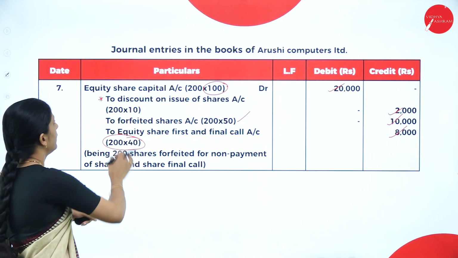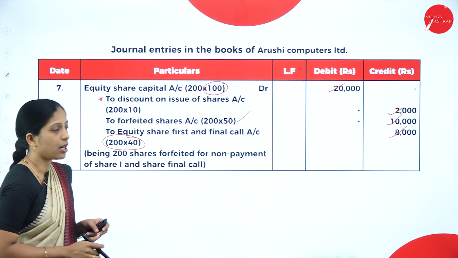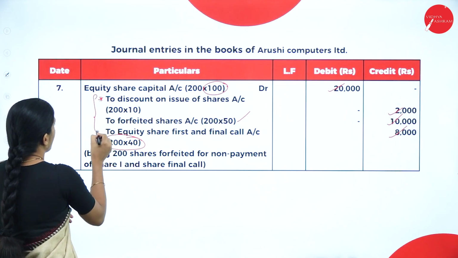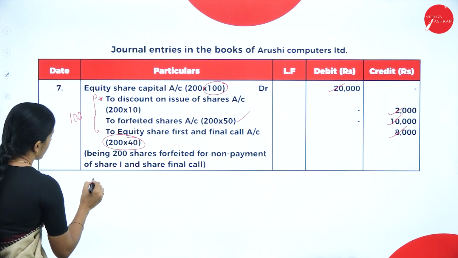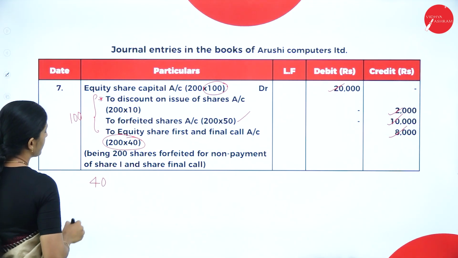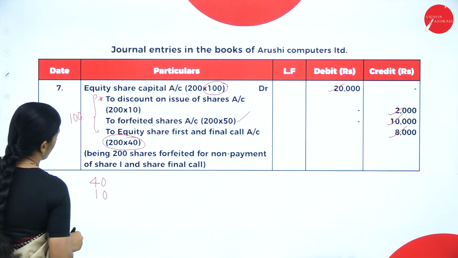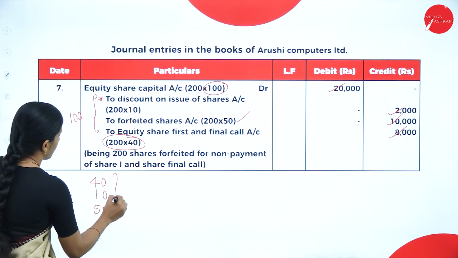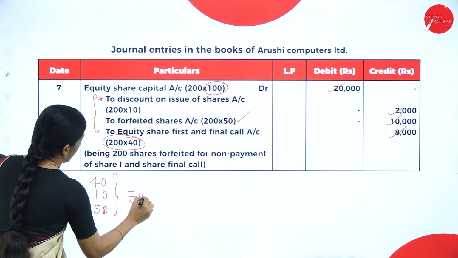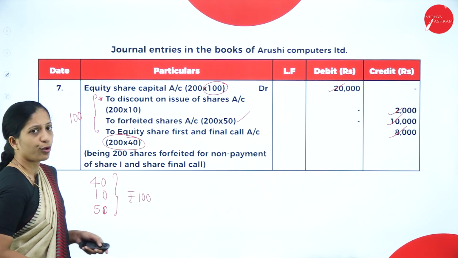Okay, so hope you are clear. This is an extra entry that you have to record, because overall it should be 100 rupees, correct? So how much had we not received on first and final call? 40 rupees. 10 rupees is discount. So remaining, how much? We have received 50 rupees. So overall it should be rupees 100. Clear? So this is your forfeiture.